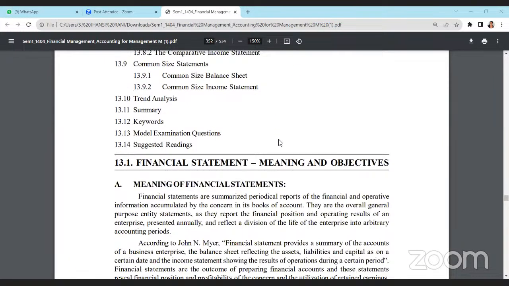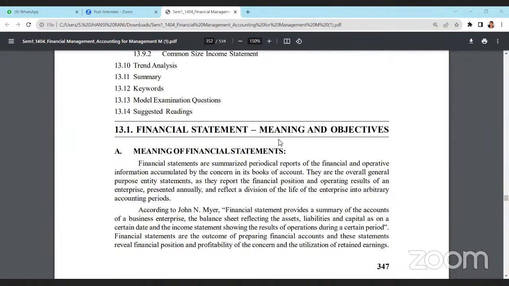So in financial statement analysis, we know only one type of balance sheet. But here we try to understand comparative balance sheet, common size balance sheet, and trend analysis. Common size income statement as well as balance sheet, comparative income statement as well as balance sheet, and trend analysis. So let's look at that.